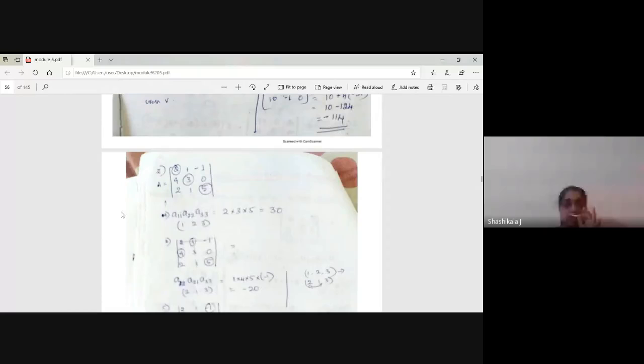Will you try this and tell me the answer? Write your answer in the chat box. Then only can I know whether you have understood or not. Yes, please write. In the chat box, please write your answer.